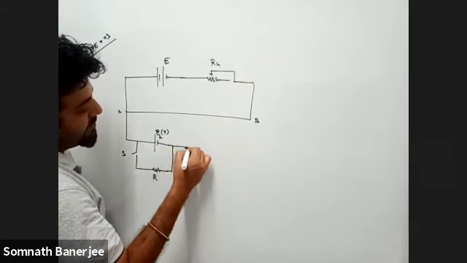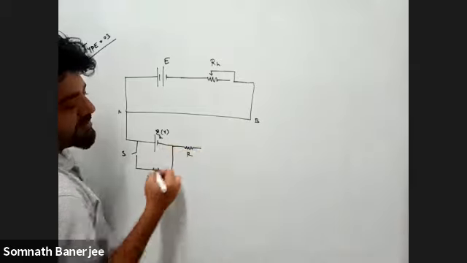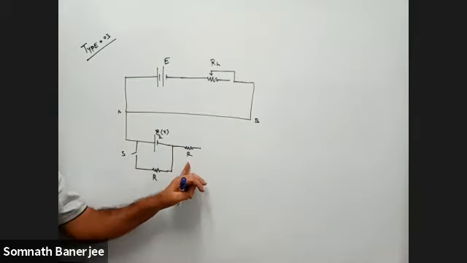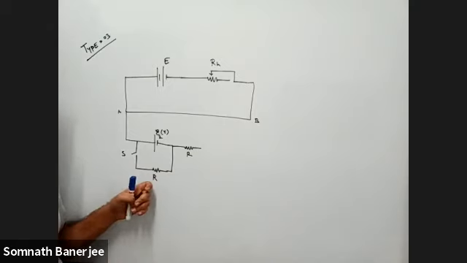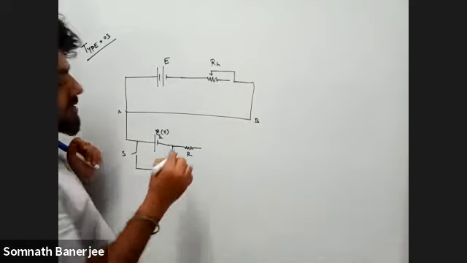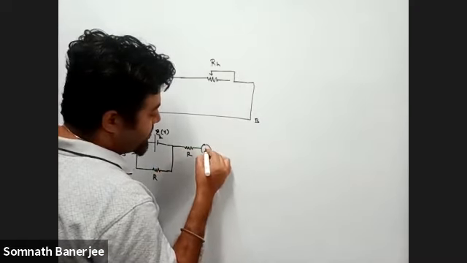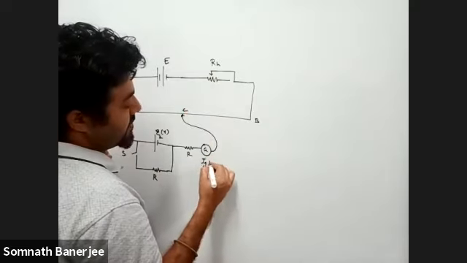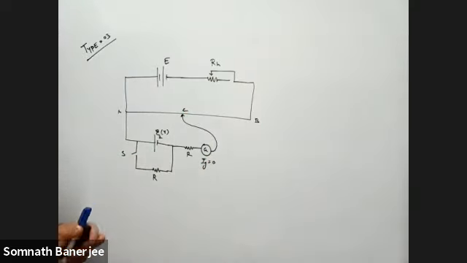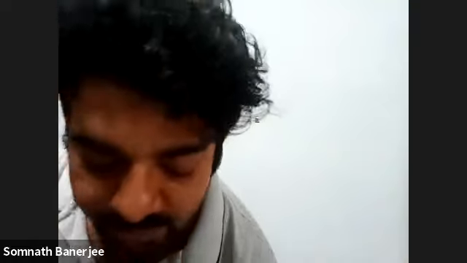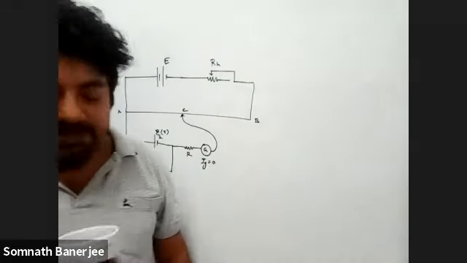If we connect an external resistance capital R with this in series, then when the switch is off, only this external resistance is connected. When the switch is on, this resistance is connected in parallel with this, and you have a galvanometer. So the balancing length is l, the current in the galvanometer is 0. We see one by one how it affects the potentiometer balancing length.